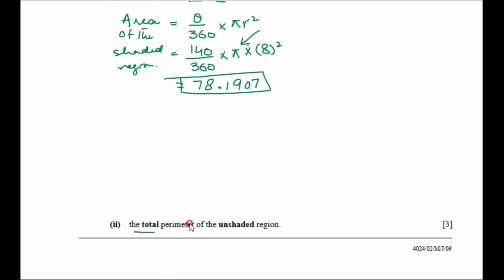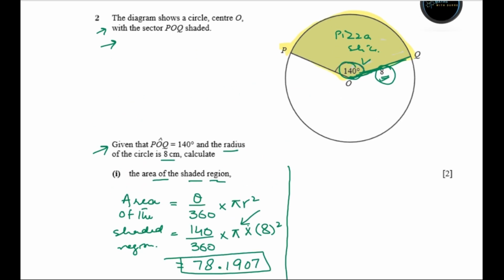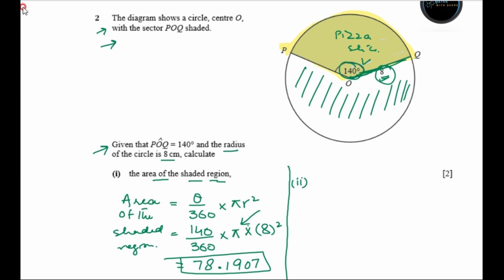Now we have to find the total perimeter of the unshaded region. Remember this thing, he is talking about the unshaded region. Now I will solve this question outside, because I need the diagram. So we have to calculate the perimeter of the unshaded region. Perimeter means the boundary of the shape, right? So I will start moving: this is the boundary, that is the arc length, boundary, that is a radius, boundary, that is a radius.